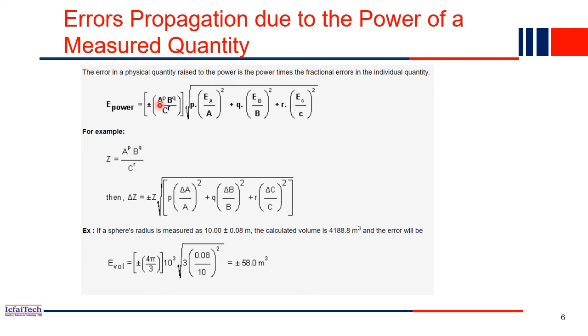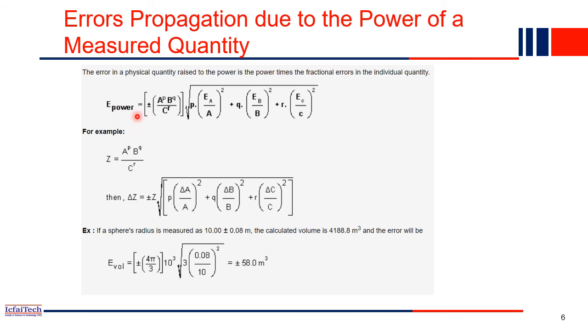Now the last part here is how error propagates due to the power of a measured quantity. Like 2 to the power 3, 2 to the power 5, or any numbers, square, cube, to the power 4, to the power 5, how errors are propagated in powers. That we'll be seeing. So the error in a physical quantity raised to a power is the power times the fractional error in the individual quantity.